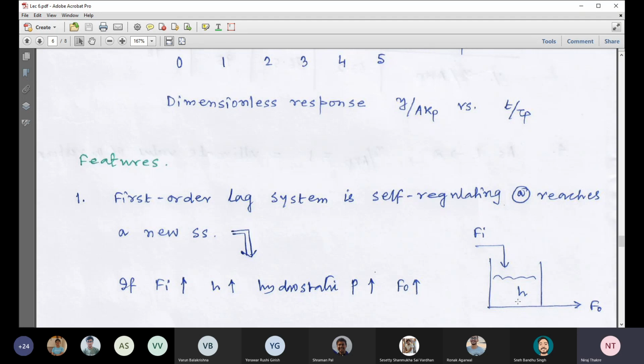Let me repeat this. If Fi increases, then the height of liquid in the tank increases. If the height of liquid increases, then the hydrostatic pressure of this liquid increases, which in turn leads to an increase in F0. That means if Fi increases, this height will gradually stabilize to a new steady state value. We cannot get back our previous steady state. We will get a new steady state value.